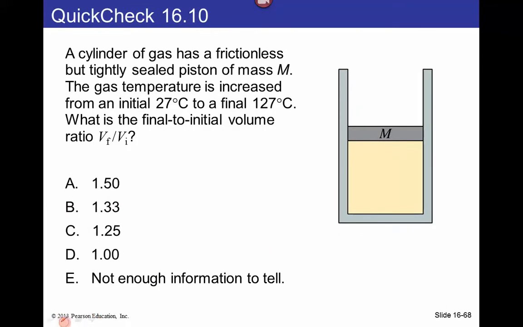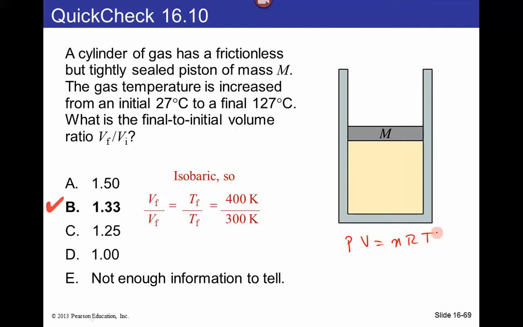We are going to use the ideal gas equation, right? So we have PV equals nRT. So then we are going to say P initial, V initial is equal to nR T initial, and then you're going to have P final, V final is equal to nR T final. So you know the initial temperature, which is 27 degrees. You know the final temperature, which is 127 degrees.